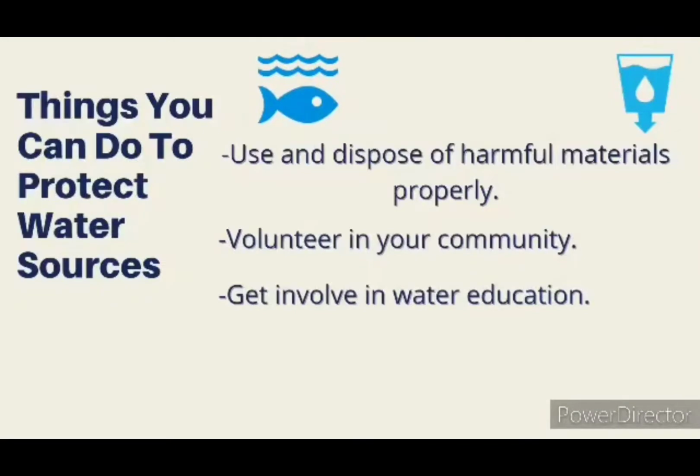The following are things you can do to protect water sources. First, use and dispose of harmful materials properly. Don't dump hazardous waste on the ground. It can contaminate the soil, which could also contaminate the groundwater or nearby surface water. A number of products used at home contain hazardous or toxic substances that can contaminate ground or surface water, such as motor oil, pesticide, leftover paints, and household cleaners.